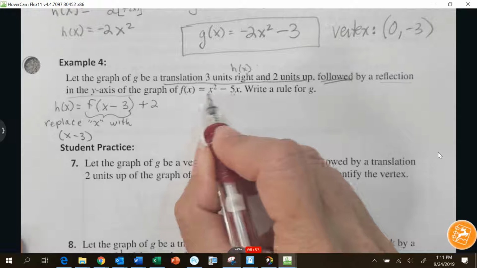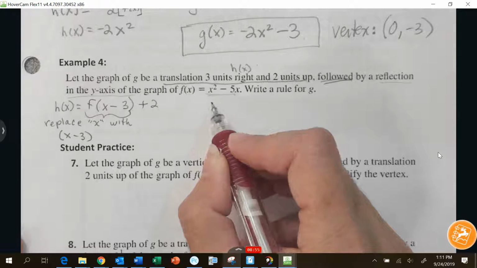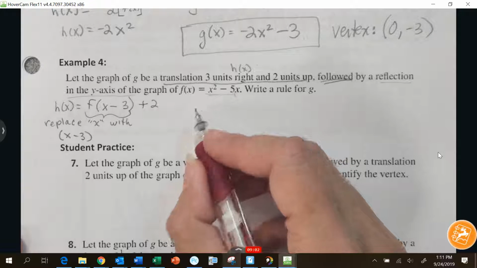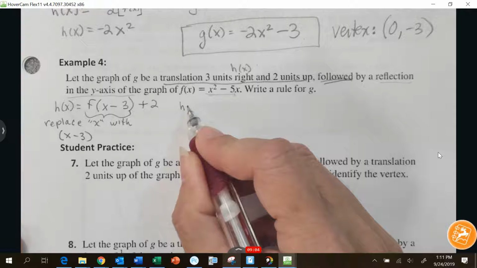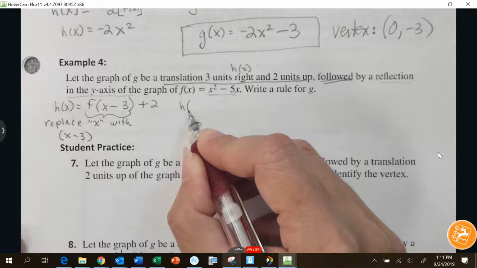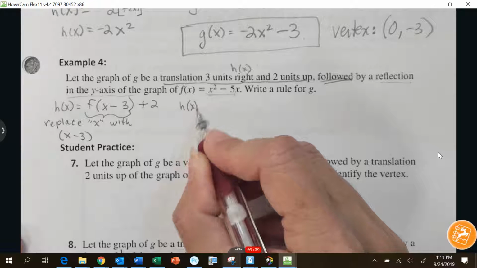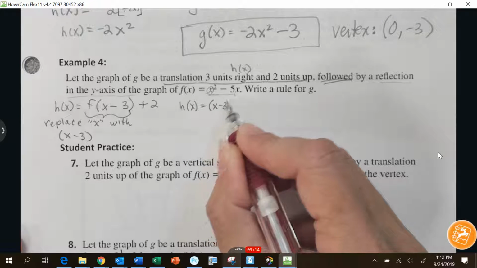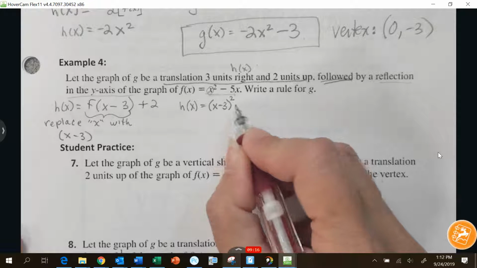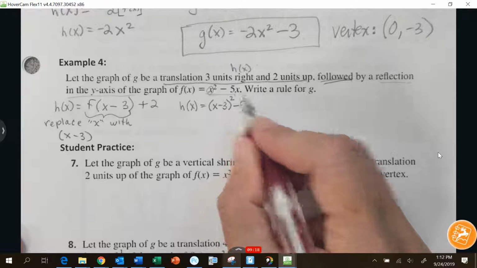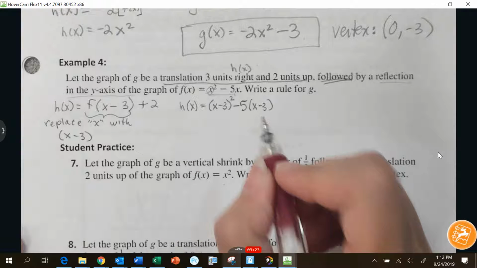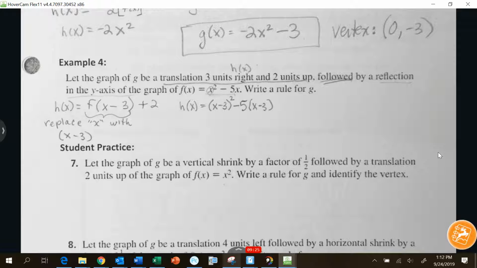So I look at this equation, this f of x equation. How many places do I see an x? 2 places. Question? No. I'm going to write, wherever I see an x, I'm going to put a parenthesis and write x minus 3 instead of the x squared. And then I'm going to have a 5. And here's another x, so I'm going to put parenthesis x minus 3. So I took out both x's and I put in both parenthesis x minus 3's.